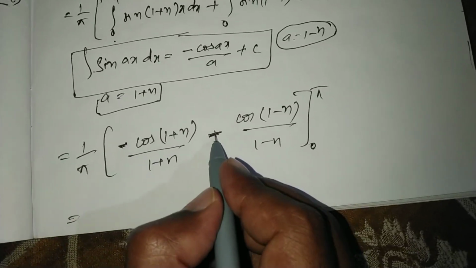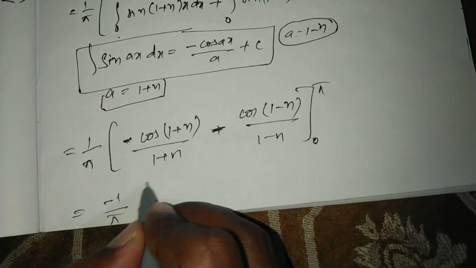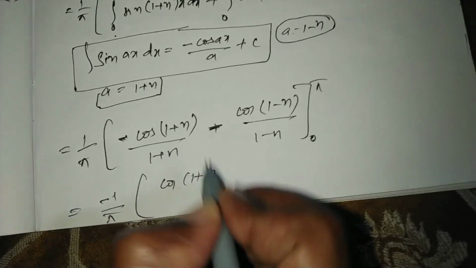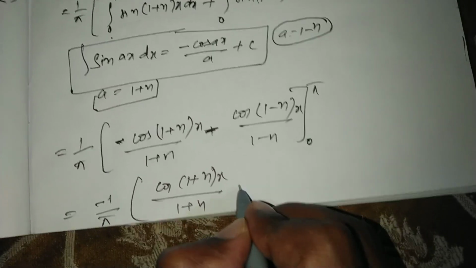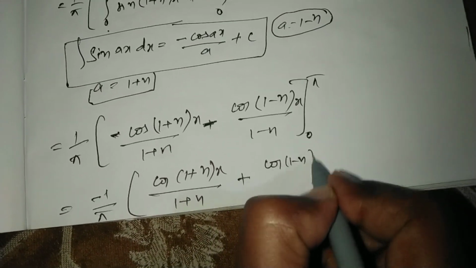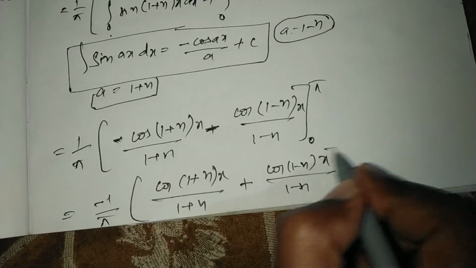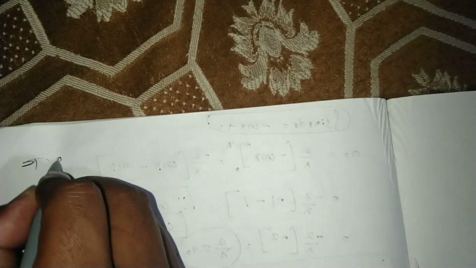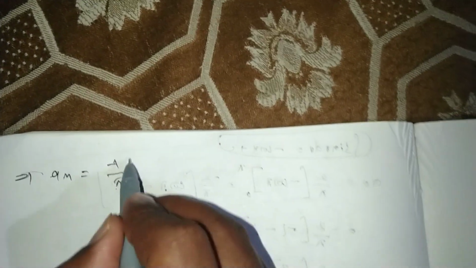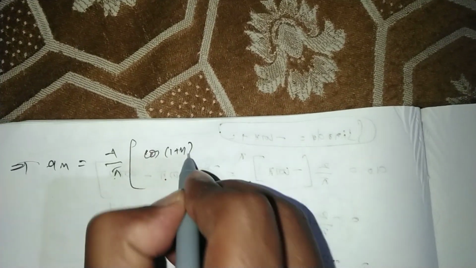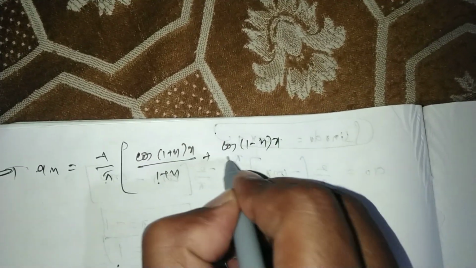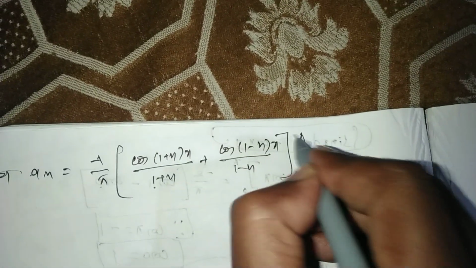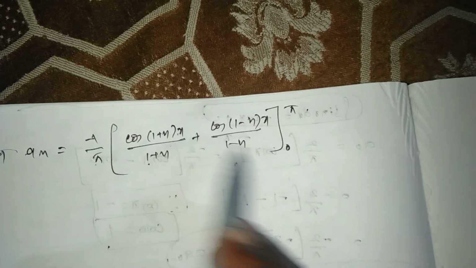See here, negative is common, so taking negative common here: minus 1 by pi, whole into cos of (1 plus n) into x by (1 plus n) plus cos of (1 minus n) into x by (1 minus n), where the limits are 0 to pi. Sorry, I forgot to write x here, here also x. That is equal to negative 1 by pi times cos of (1 plus n) into x by (1 plus n) plus cos of (1 minus n) into x by (1 minus n), the limits are 0 to pi. Now substitute the upper limit in x place minus the lower limit in x place.